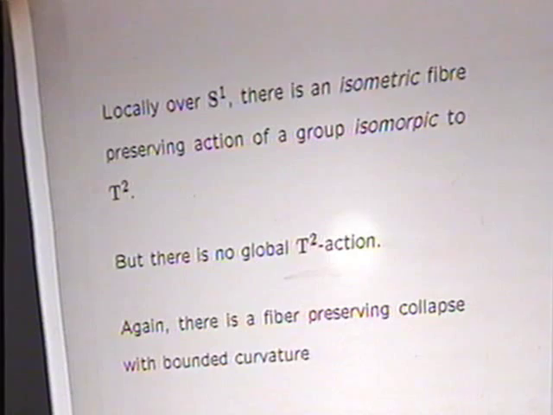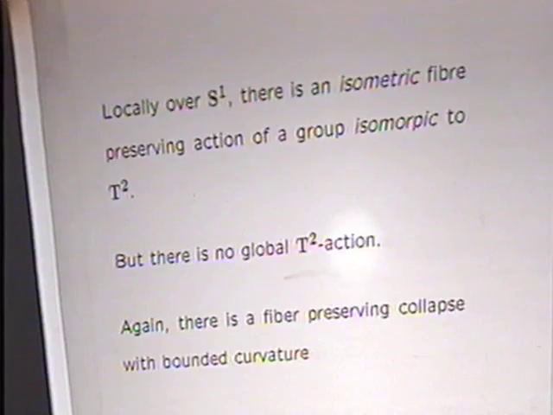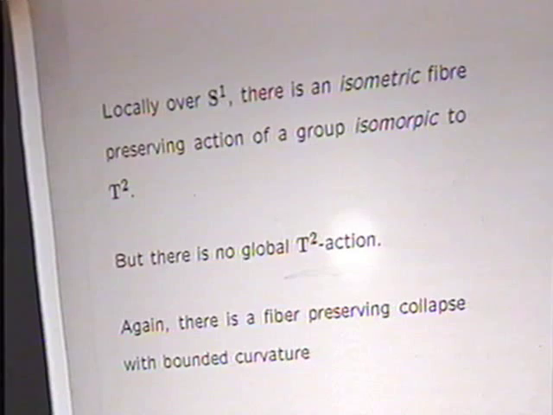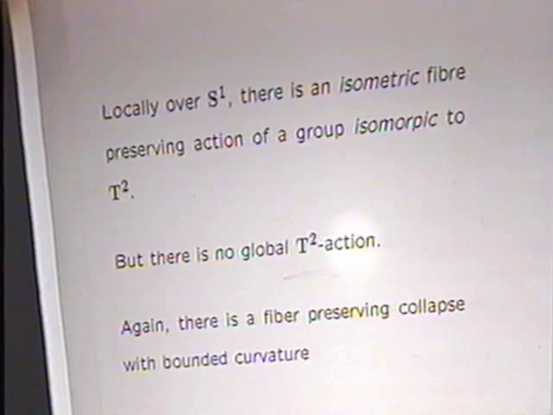That is, locally over the base, there's a T2 action, but I can't parameterize it consistently as I move around the base circle. So if I look at the inverse image of any interval on the base, T2 acts on that, but there's an inconsistency when I try to make that globally parameterized. Okay. But nonetheless, I can start with the metric that I mentioned on the total space and do the same operation of just uniformly squeezing down the fibers.